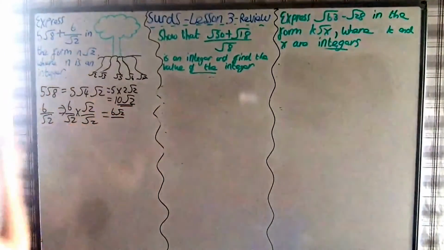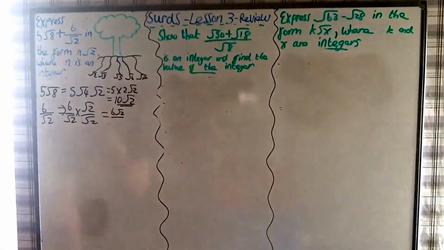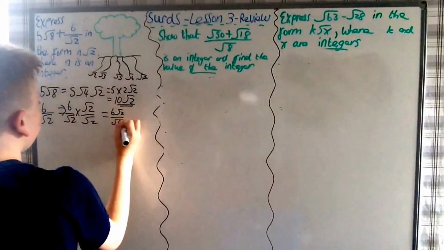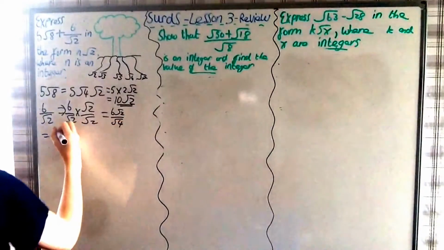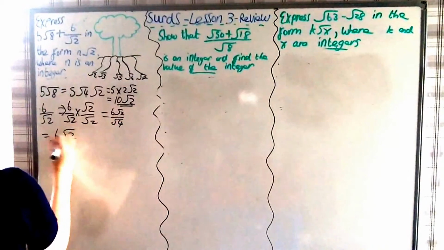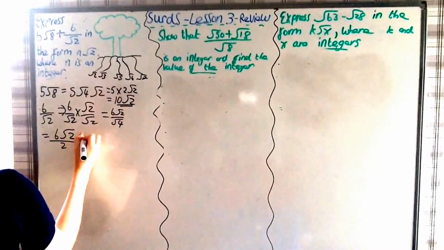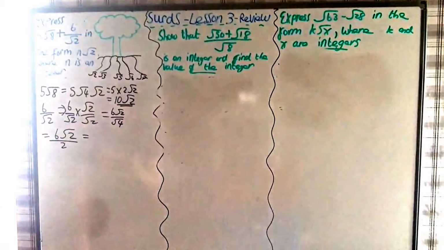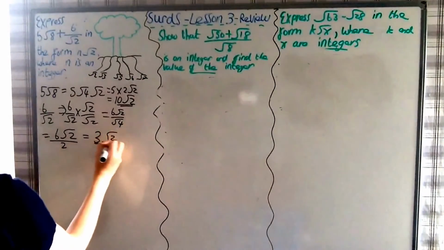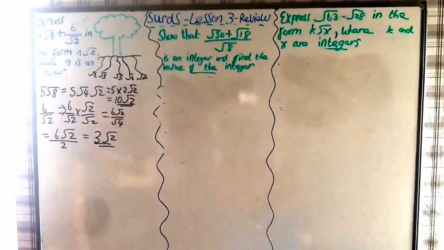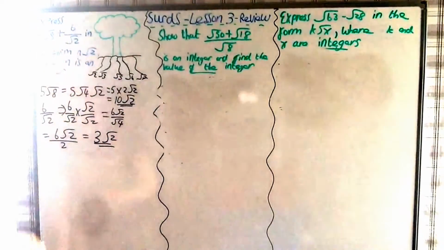And root 2 multiplied by root 2 is root 4. Now hopefully we can see that the square root of 4 is just 2. So we're going to get 6 root 2 divided by 2. And this simplifies. 6 divided by 2 is 3 root 2. And we're adding these in the question.